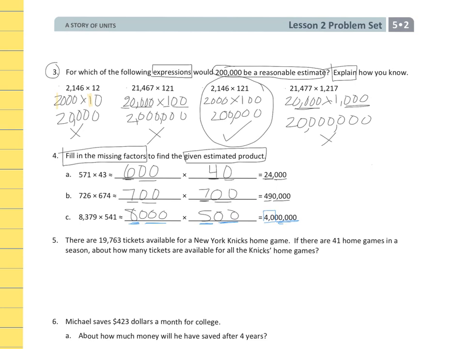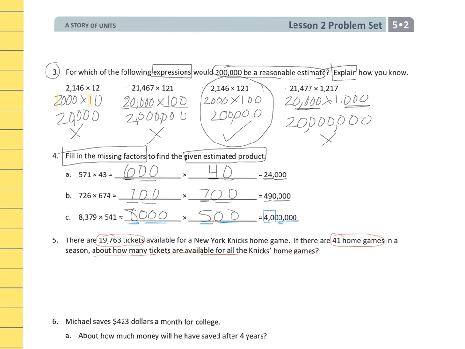So let's look at number 5. A nice little word problem to get us started. There are 19,763 tickets available for the New York Knicks home game. If there are 41 home games in a season, about how many tickets are available for all of the home games or the Knicks home games?